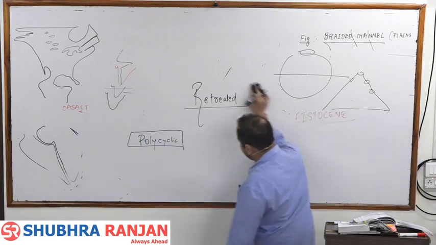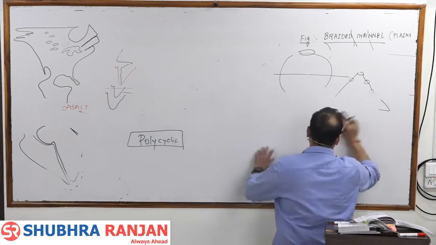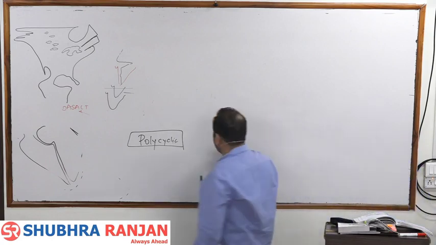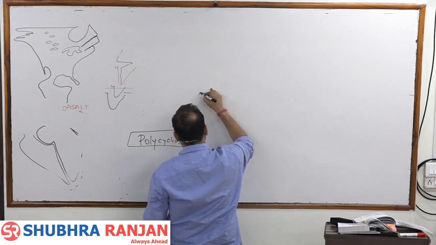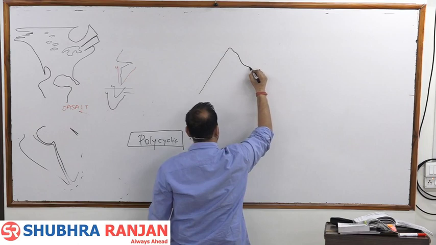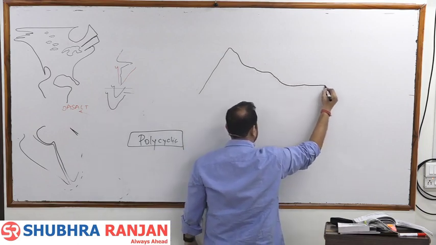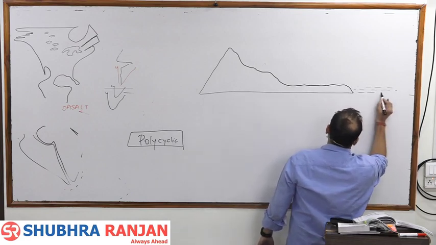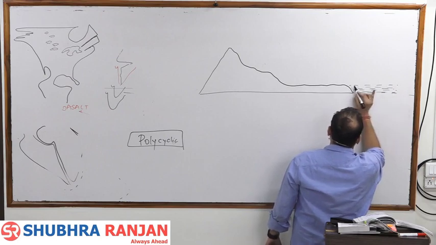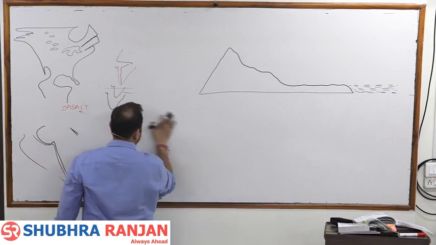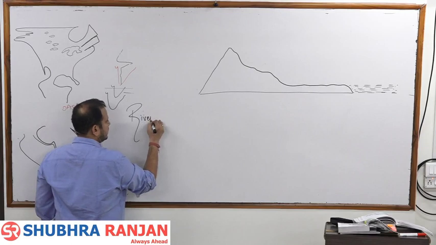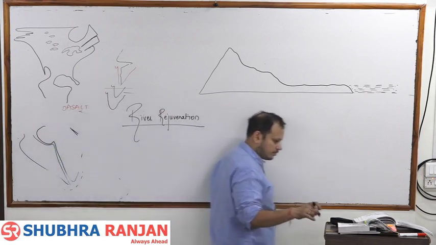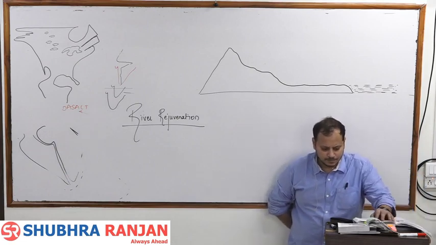Sub point 2. Many older landforms have more than one cycle of erosion because of change in the sea level and subsequent river rejuvenation.